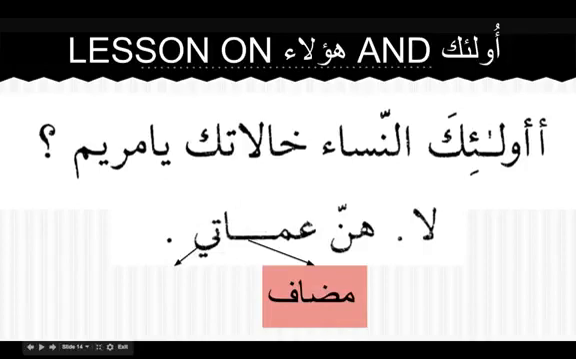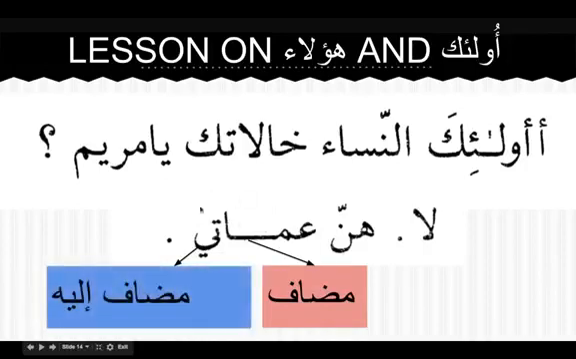Hunna, they are ammati. Ammati means paternal, my father's sisters. Ammati. So ammatu is mudaf, ya mutakallim mudaf ilayhi. We need to recognize this combination. When you see it, it looks like one word, but there are two words. So this is how we need to understand.